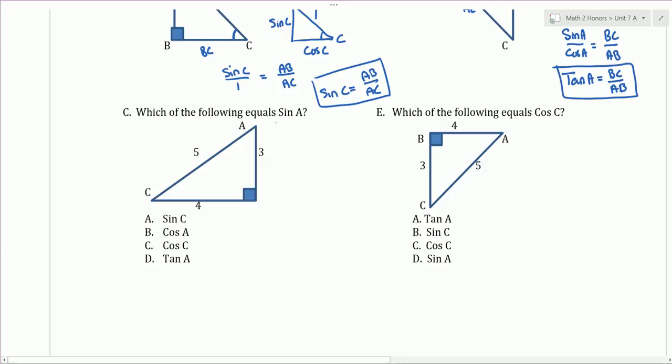Which of the following equals sine A? So again, I'm going to redraw this triangle, just a smaller version. Here's with angle A. So this would be sine A here. This would be cosine A here. This would be 1. I'm going to draw one more now.